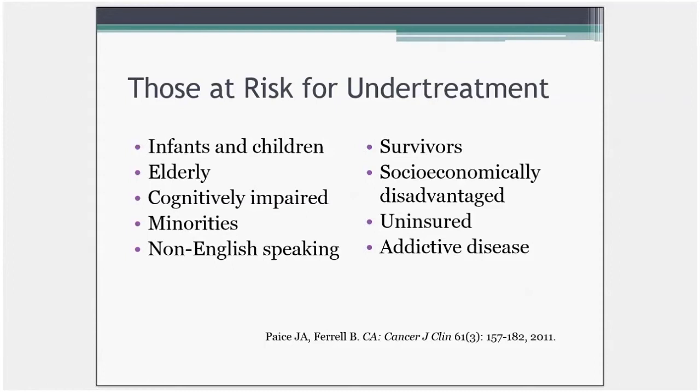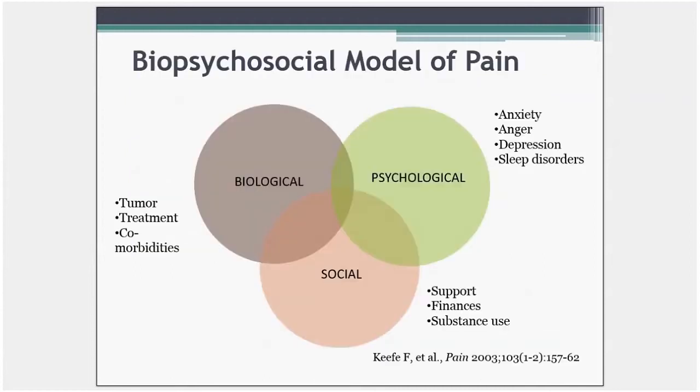We also need to think about who's most at risk for undertreatment. We need to think about the very young and the older, people who are cognitively impaired, people of color, people who are non-English speaking, people who are long-term survivors, and those who are socioeconomically disadvantaged, the underinsured, or people with addictive disease.